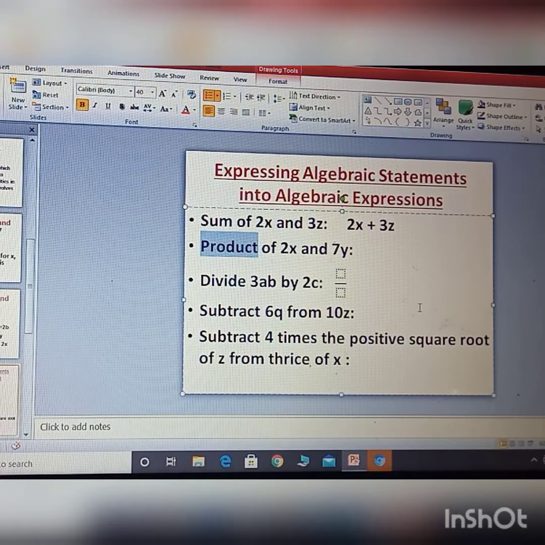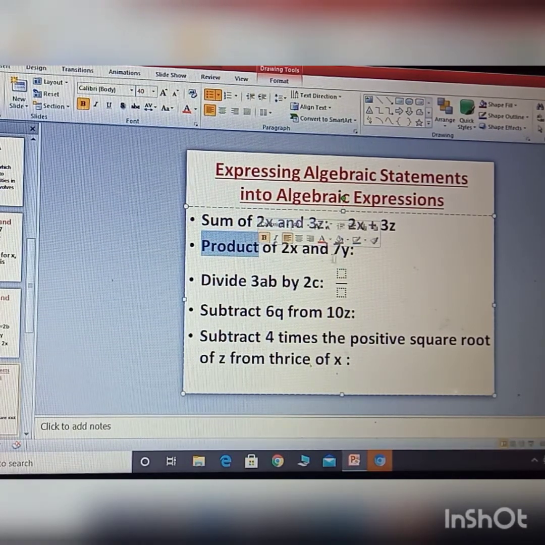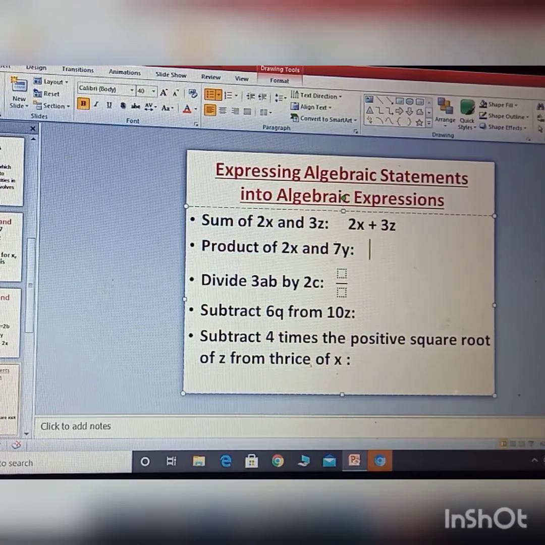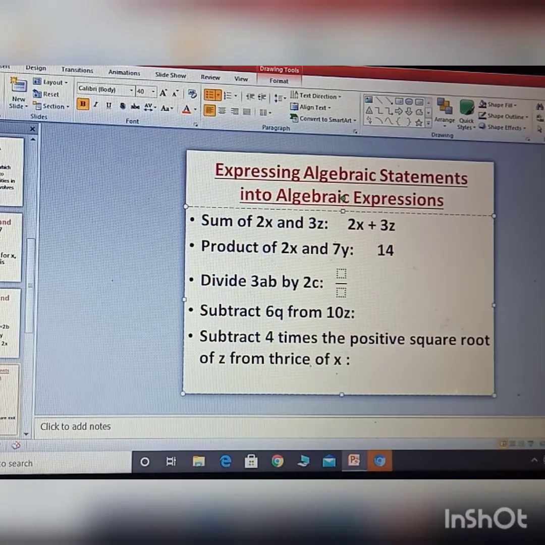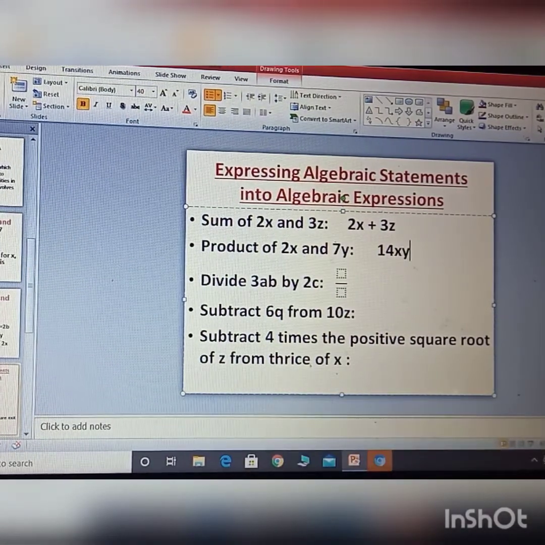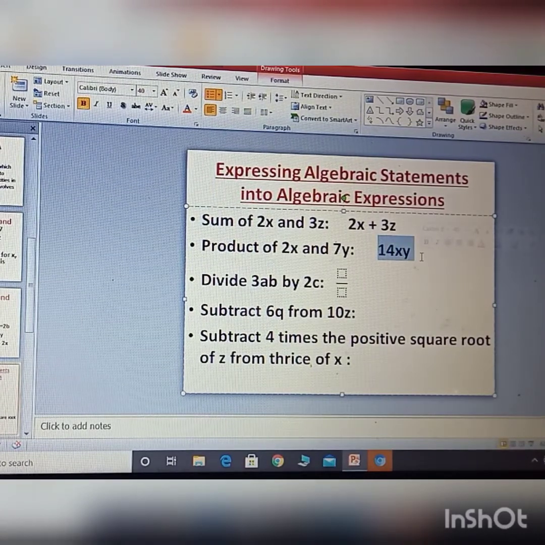And how to multiply them? As you know that 2 is the coefficient of x and 7 is the coefficient of y. So firstly you are to multiply the coefficients together. 2 will be multiplied with 7. You will get 14. Coefficients will be multiplied together and then xy will be written along. So this is the algebraic expression for this statement.